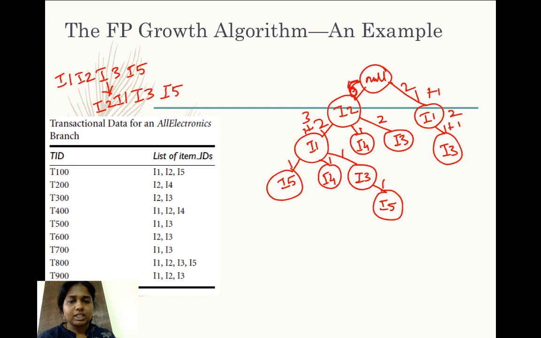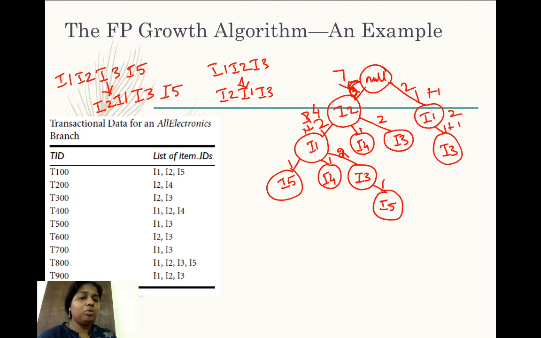Now the next is transaction ID 900. What are my items here? I1, I2, I3. Now I should rearrange them into I2, I1, I3. So if I try to insert here, I2 is already here, I1 is already here, I3 is also already here. So I just have to increment the support values. This is going to become 2, this is going to become 4, and this is going to become 7.